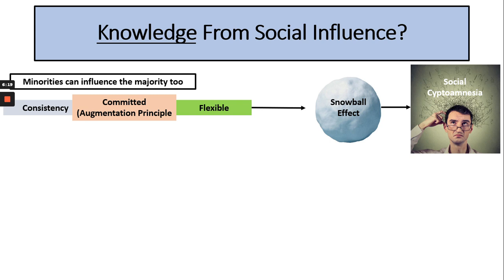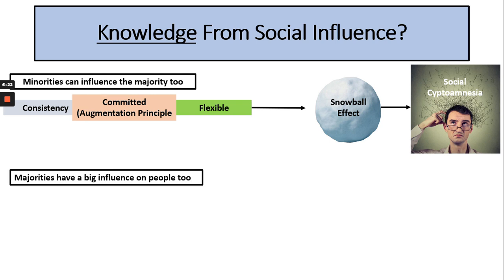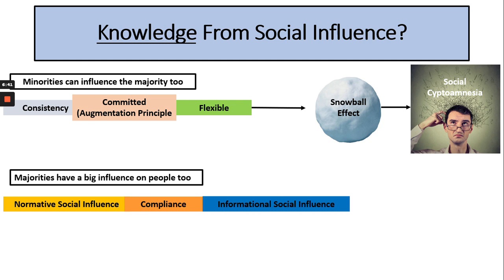Majorities also have a big influence on people. We learned in social influence why people conform, for example through normative social influence, to be liked and accepted. That leads to compliance, which is changing your behaviour in public but not in private. Another explanation is informational social influence, which often leads to internalization, where people change their behaviour in public and in private.